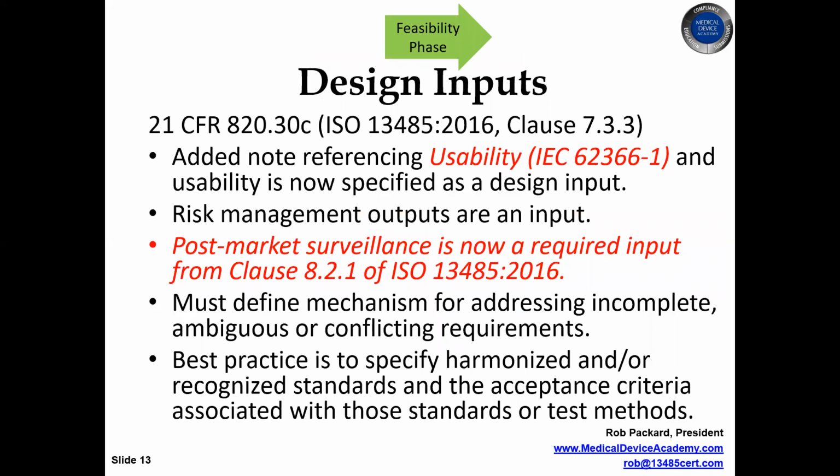Next part of the design process is design inputs. This is phase 2 of the design process, or the feasibility phase. In our design control procedure, we list all the phases by number, and we use these titles as well. You can use any title you want. It doesn't have to be called the feasibility phase, but this is often where companies are demonstrating proof of concept or feasibility of their device and making the very early prototypes.